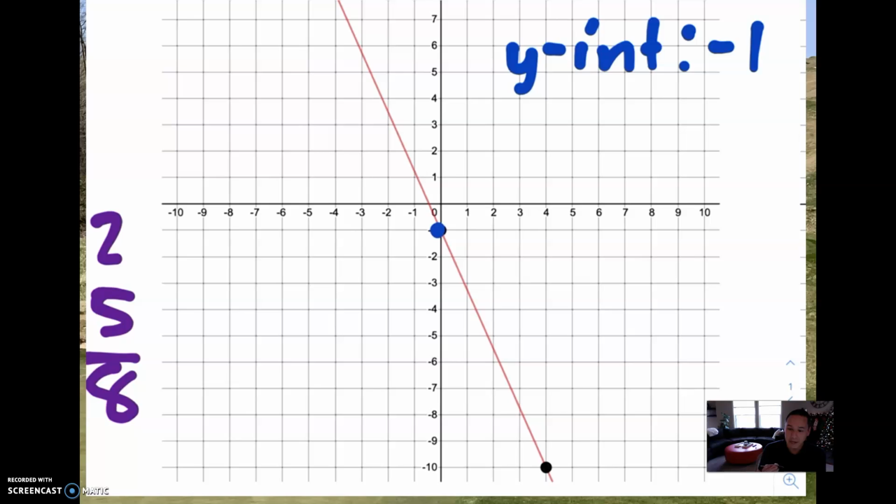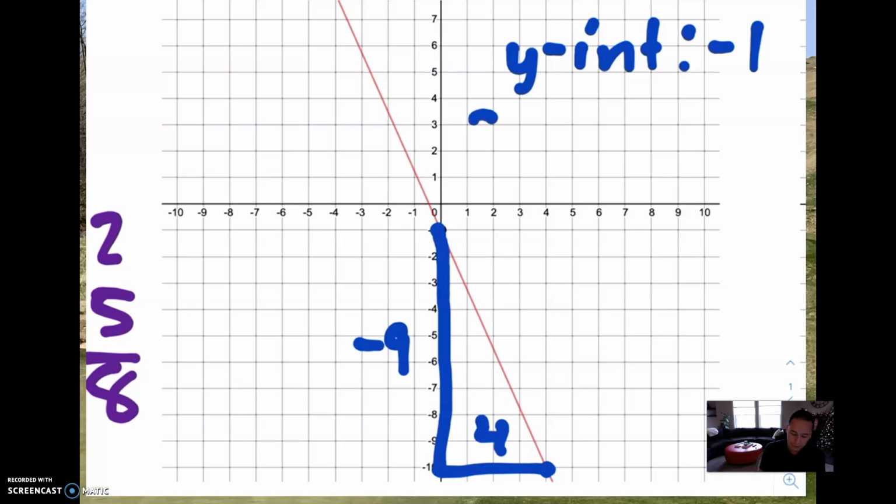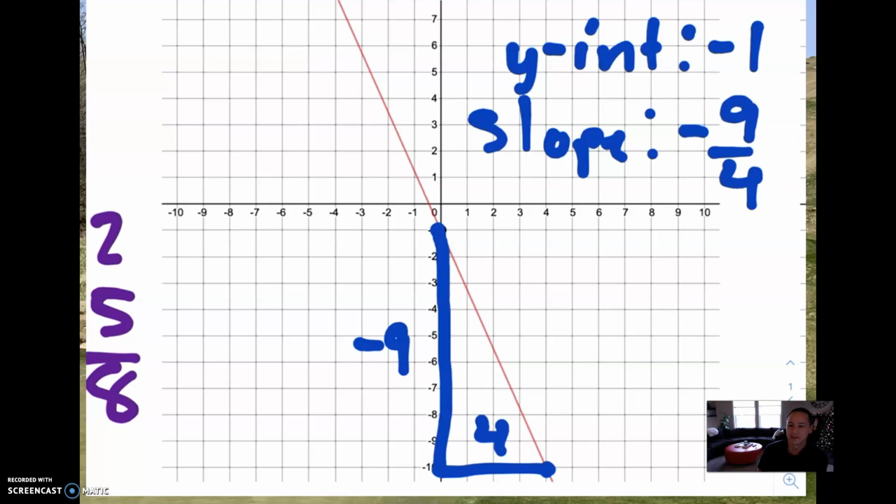Now from there, we have to determine the slope. So for the slope, I'm going to go down to this point here, and it's going to be going down by 9. So it goes down by 9, then it goes over by 4. So my slope in this case is -9/4, down 9 over 4.